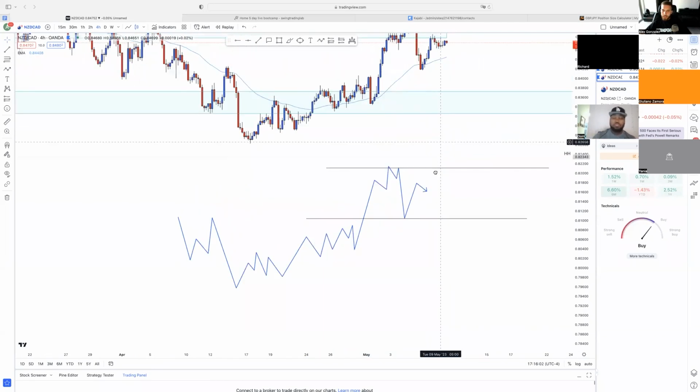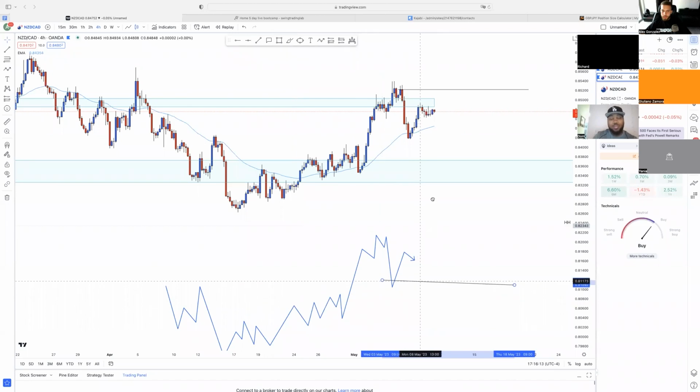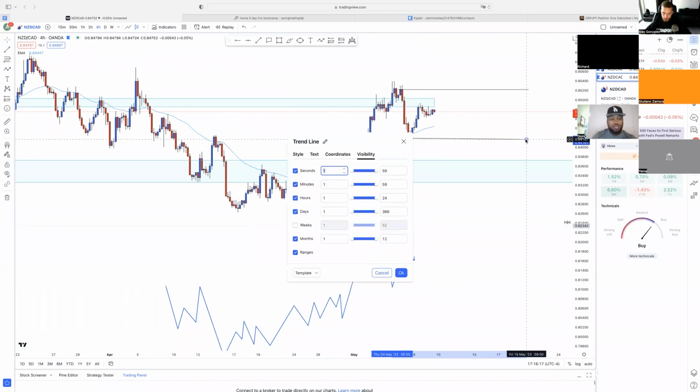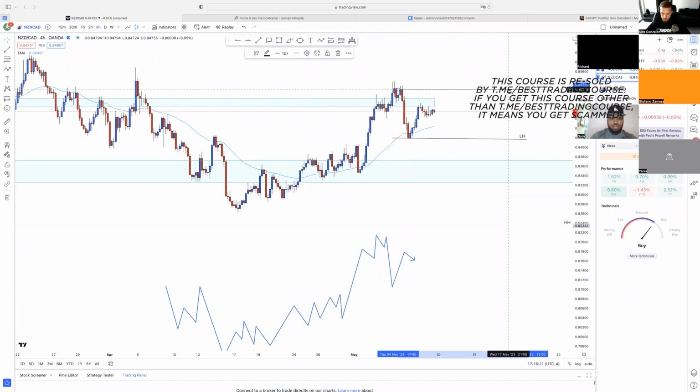So as of right now, this time frame is currently bearish. This is the lower high, and then this is the lower low. Damn, I did it wrong.